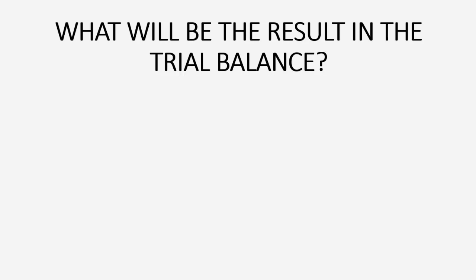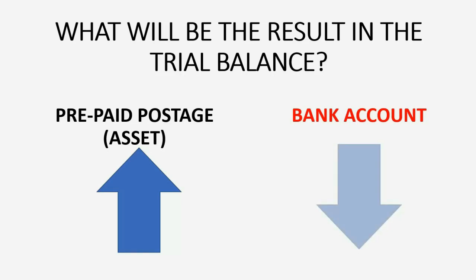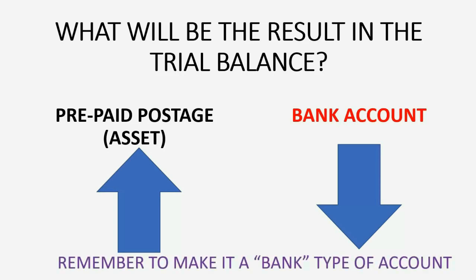So what will be the result in the trial balance at the moment we pay in advance for this postage? Well, the asset called prepaid postage would increase because it shows up for the first time, because we just purchased a current asset because we paid in advance and we don't yet know which clients the stamps will be used for. And of course, the bank account will decrease by the $200 because we just bought stamps and paid the money.